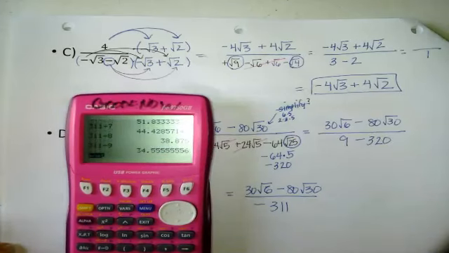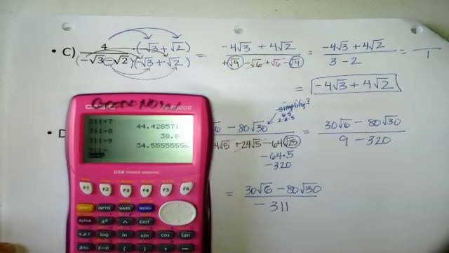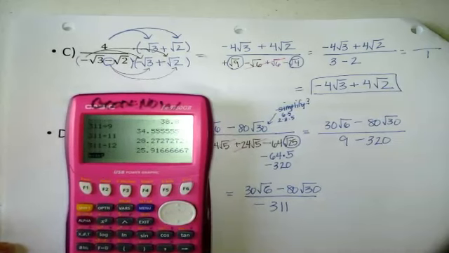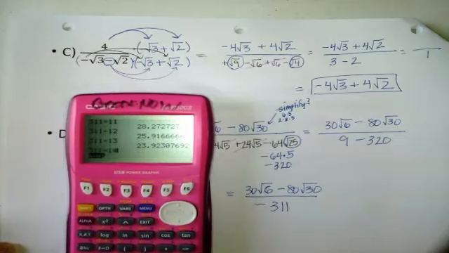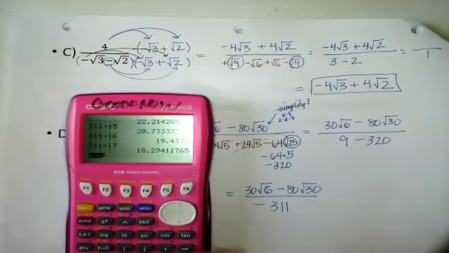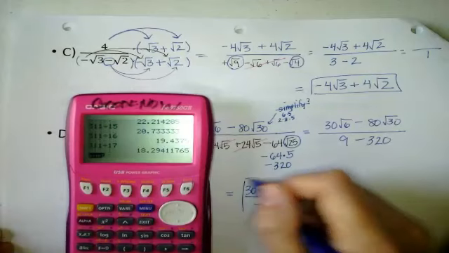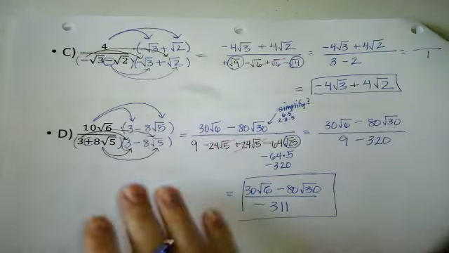Divided by 9. But it's not divisible by 10. I already checked 11. 12. 13. Nope. 14. Nope. I don't think it's divisible by 15. 311 divided by 16 and 311 divided by 17. Nope. All right, so 311 is prime, so this is my final answer.